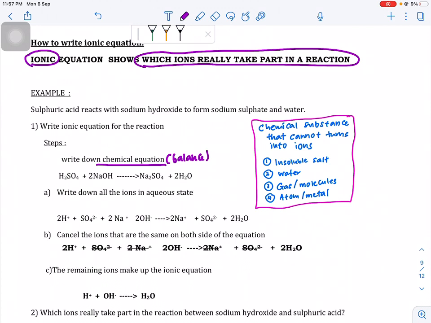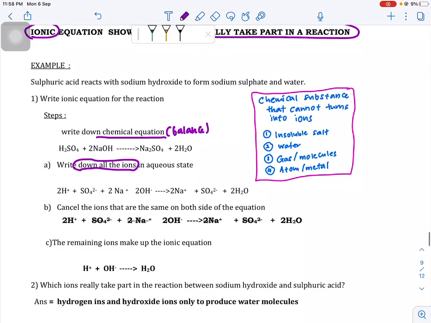And then you have to separate it. You have to break it into ions. For this one you need the ability to identify who cannot break into ions and who can. So I list down here the ones that cannot. The ones that cannot are insoluble salt, water, gas or molecule, atom or metal. So we have to check. How do we check? Okay, let's check.